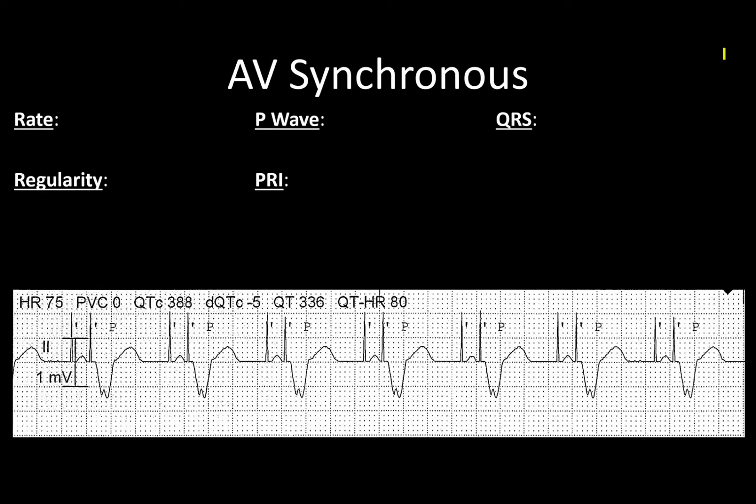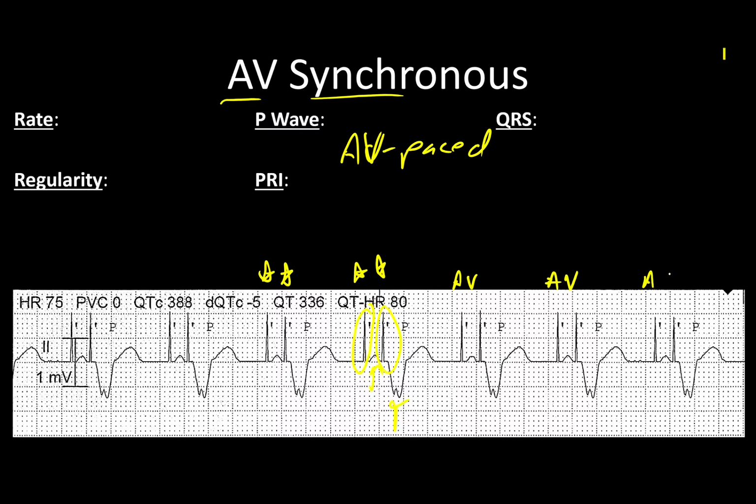This is an example of someone that is AV synchronous paced, or AV paced. The whole idea is that you have two spikes here, don't you? Each heartbeat has two of them. You have the first spike, which gives you your P wave, and then you have a second spike, which gives you your QRS. So you've got your atrial and ventricular, atrial and ventricular. That's where the AV comes from.